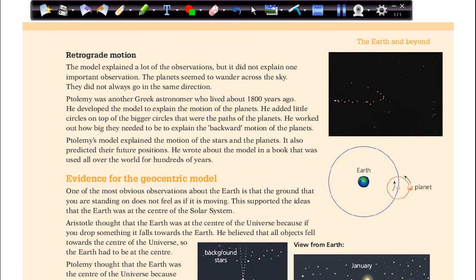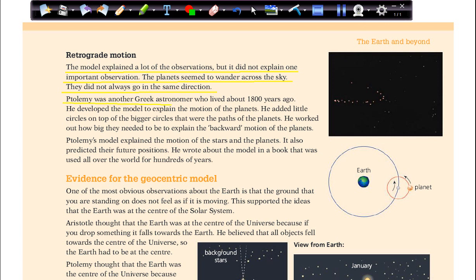Retrograde motion. The model explained a lot of observations, but it didn't explain one important observation. The planets seemed to wander across the sky. They did not always go in the same direction. So they might explain everything about their observations, but they couldn't explain why the planets seem to wander, moving from one place to another across the sky without going in the same direction every time.